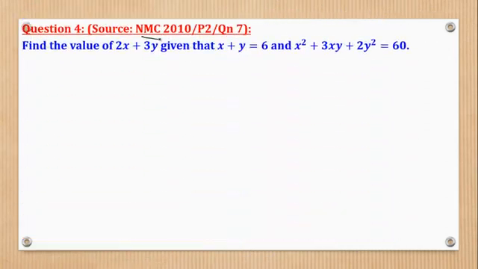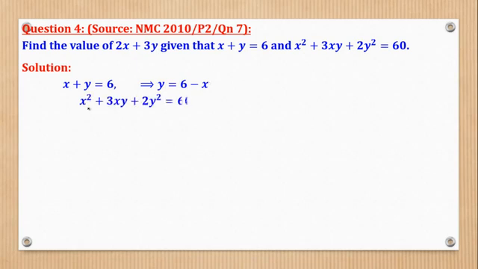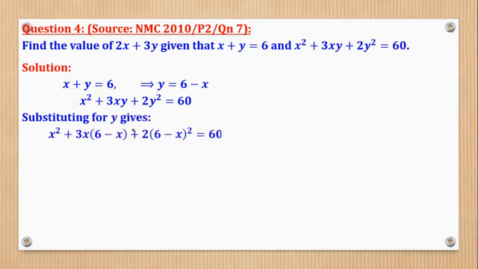Question 3 came from the National Math Contest of 2010, paper 2, question 7. And it says, find the value of this given that this is equal to 6 and this is equal to 60. So first of all, from here, I'll make y the subject to give you y equal to 6 minus x. Then from this one, I'll substitute for y. When I substitute for y, I'll get an equation which has only x.